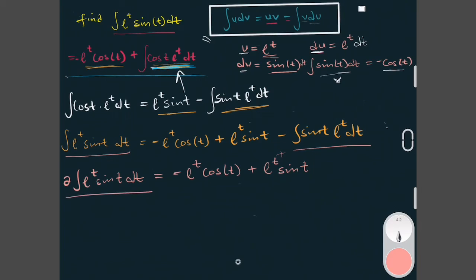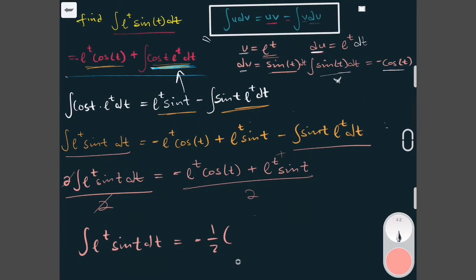So we can go ahead and divide both sides by 2. And then we have the integral of e to the t sine of t dt is equal to negative 1/2 e to the t times cosine of t plus sine of t. And that is our answer.